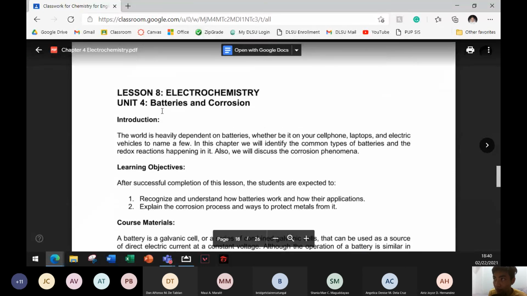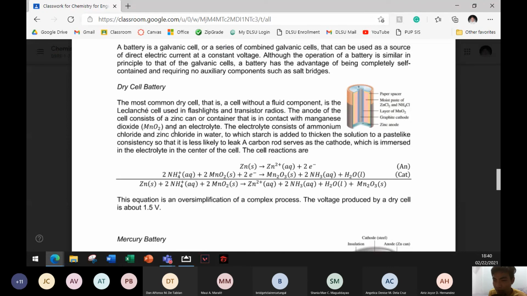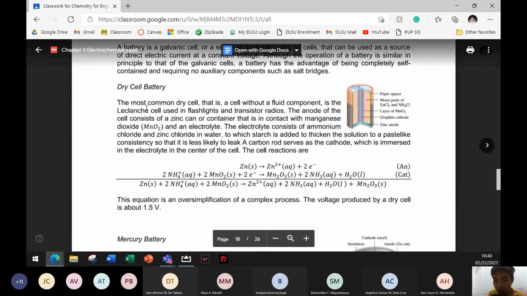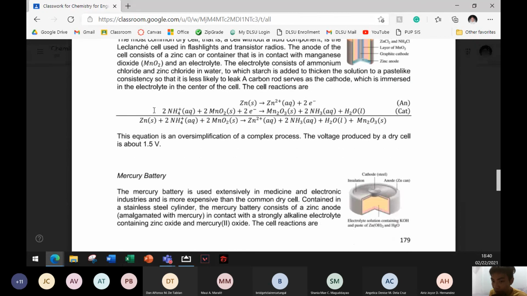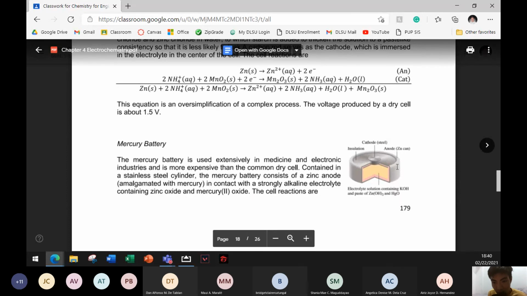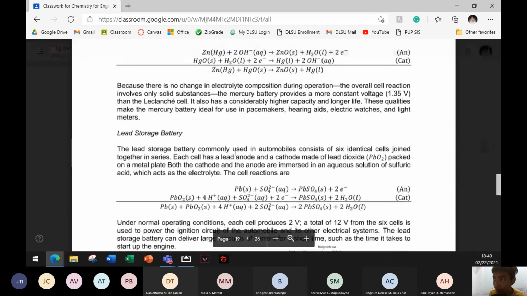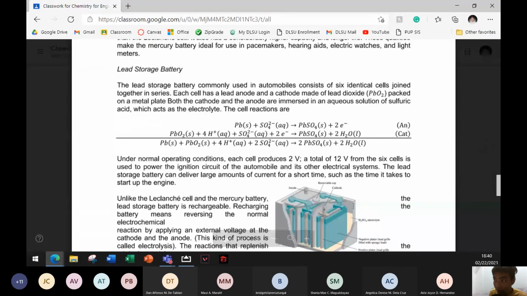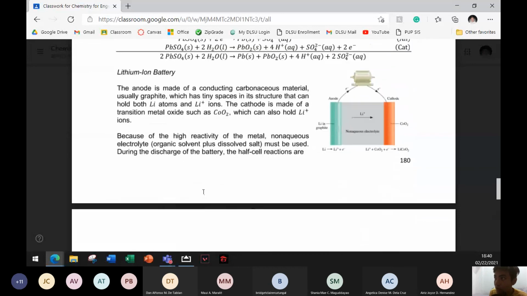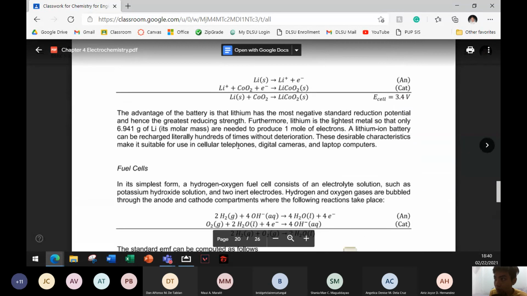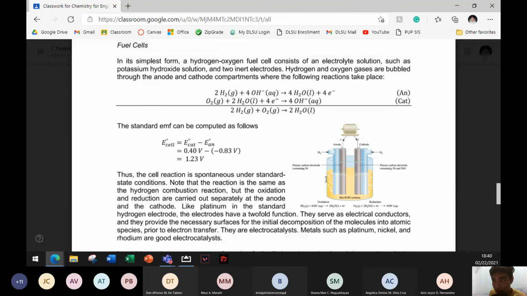So yon, battery, 4 na uri yan. 4 ba? 5? So we have dry cell, ito yung mga typical batteries sa ating remote. Mercury cell, ito yung mga button cell. Okay? We have the lead storage, ito yung nasa sasakyan. Lithium ion, ito na yung sa cellphone. And then fuel cell, ito yung ginagamit sa mga spacecraft.